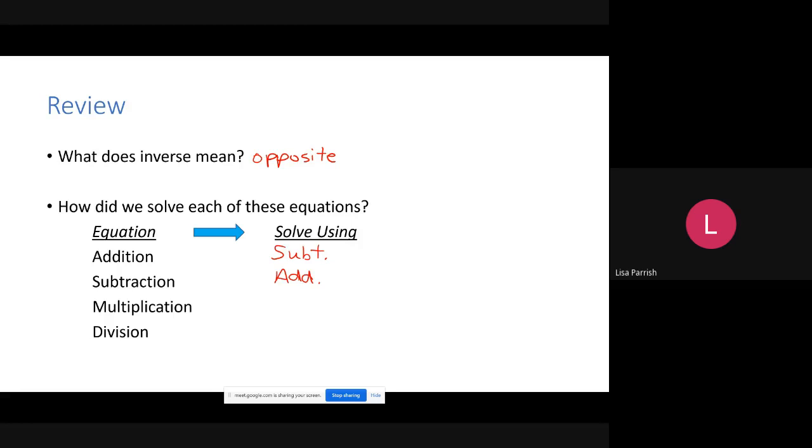I apologize for my handwriting. I'm having to write straight up on this board and it's a little messy.